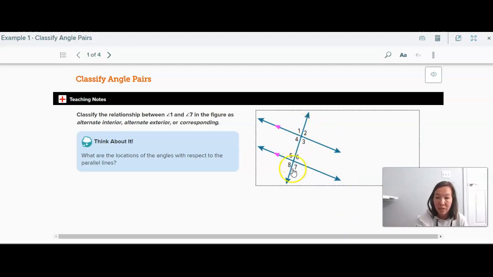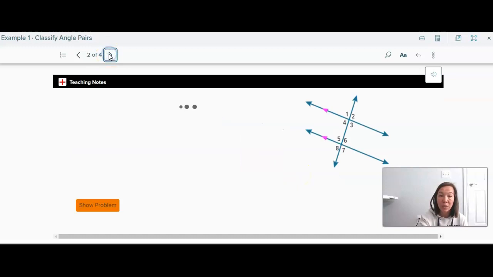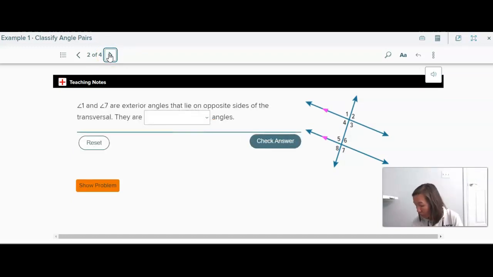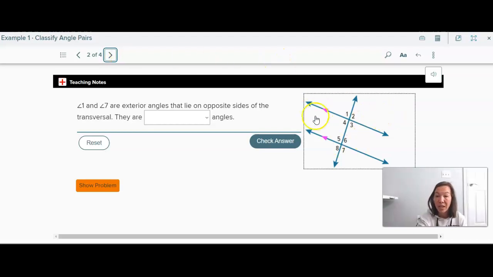So 1 and 7, first of all, are they interior or exterior angles? We know they're exterior, so we can get rid of this. Are they on the same side or opposite side of the transversal? And if you look, one's on the left, one's on the right. So they're opposite sides, so they're alternate and they're exterior, which means they would be alternate exterior angles. What would be another pair of alternate exterior angles on here? Think about that.